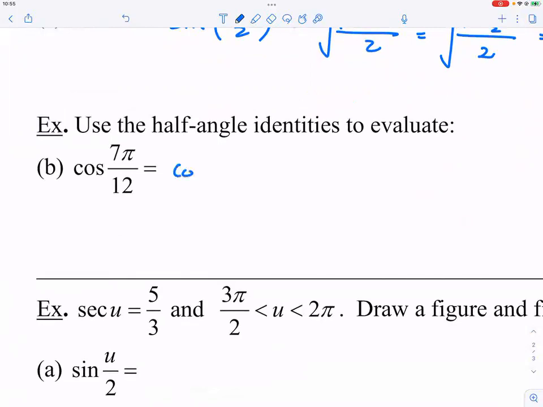Use the half angle identity to evaluate this. So what is this? This is cosine of 7 pi over 6, all divided by 2. So your little theta is 7 pi over 6. So go ahead, try it out. Okay, go ahead and try it out.